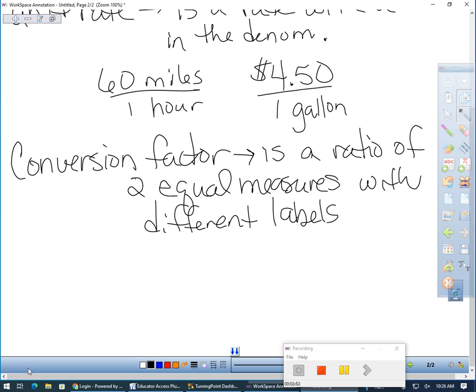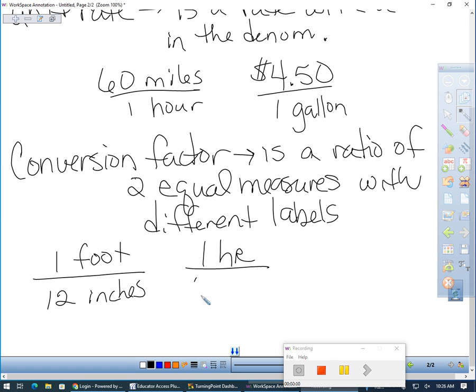So for example, 1 foot is 12 inches. This is a conversion factor. Or maybe 1 hour is 60 minutes. Again, they are the exact same, right? They are equal, but they have different labels.